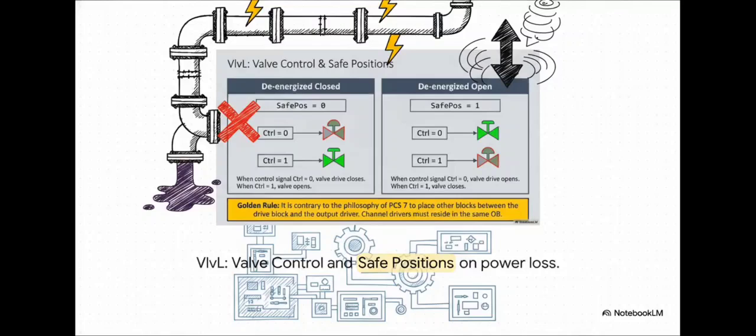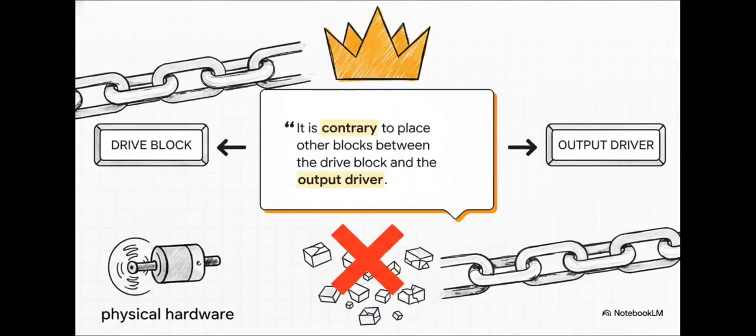And then for valve control, we have the VLVL block, which handles the very real, very scary threat of industrial power loss. This block is basically programmed to know the physical safe position, or safe pause, of the valve controls. Whether it's safer for a pipe to fail completely closed to stop a chemical leak, or maybe fail wide open to vent dangerous pressure. Well, the block automatically defaults to that exact state if the control signal ever drops to 0.